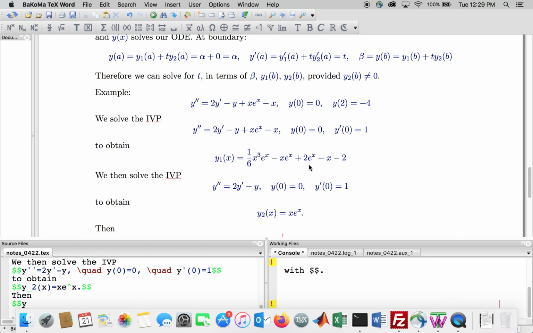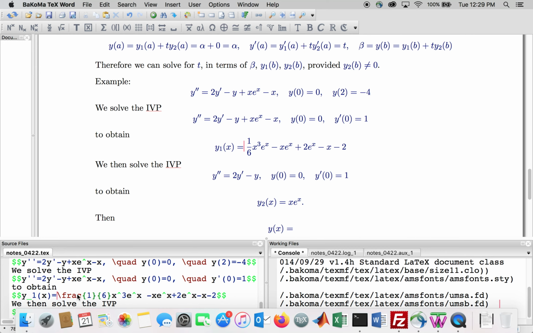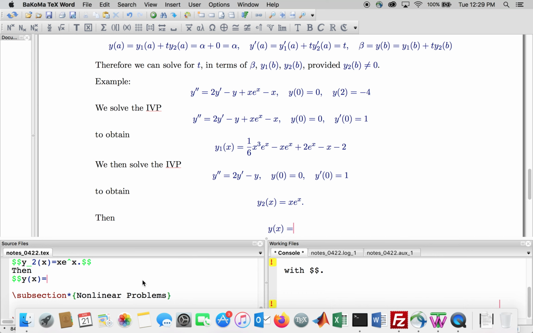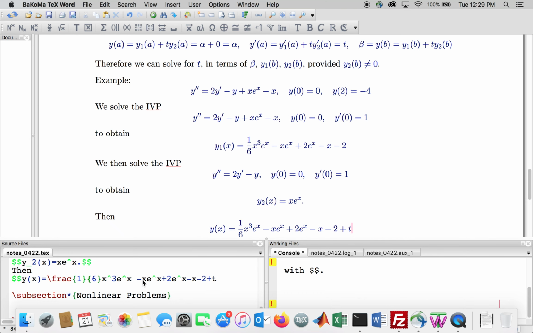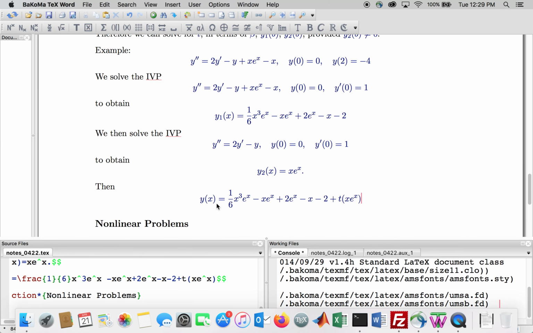Then what we have is y of x is equal to this solution, y1, plus t times the other solution, x e to the x. And if I substitute x equals 0 in here, both parts satisfy the condition that you plug in x equals 0, you get 0. So it automatically satisfies the left boundary condition.